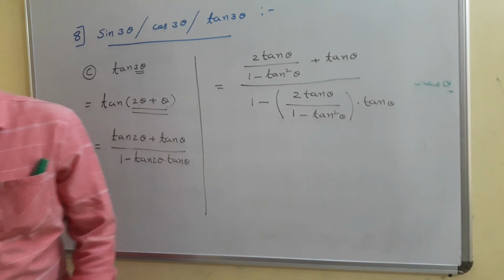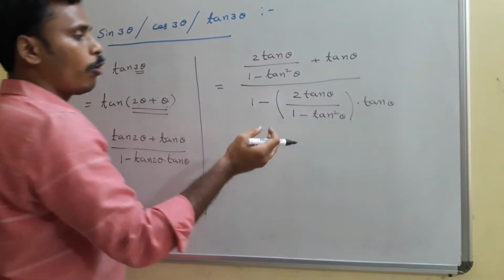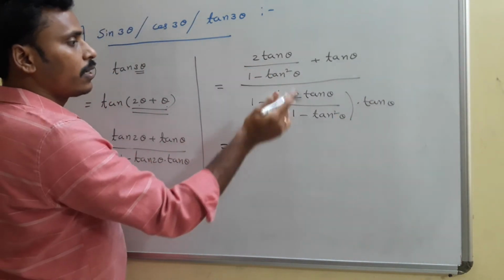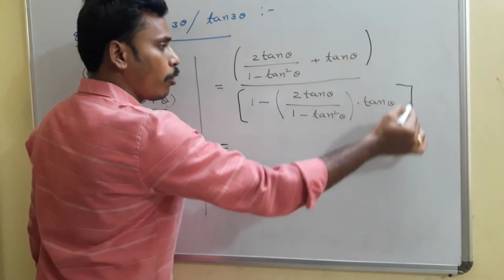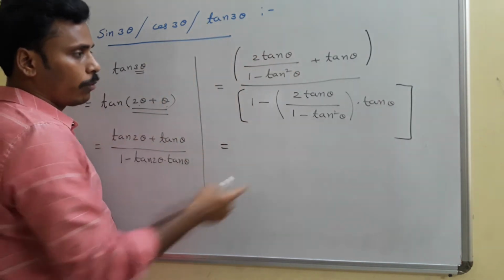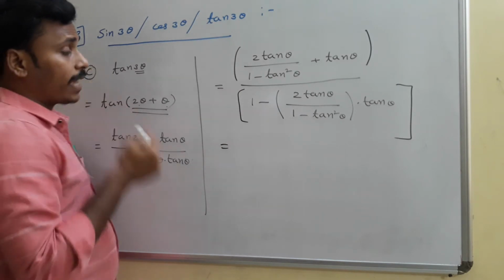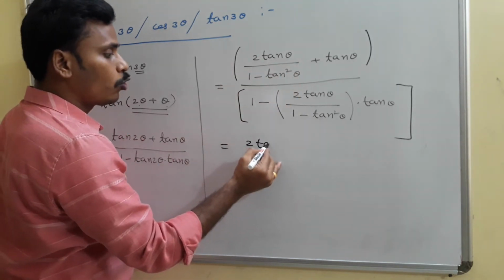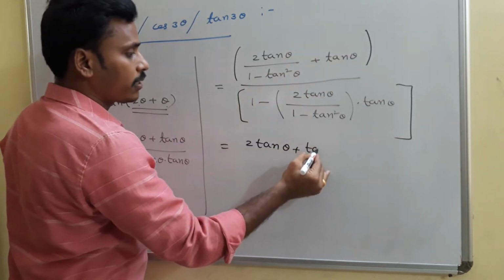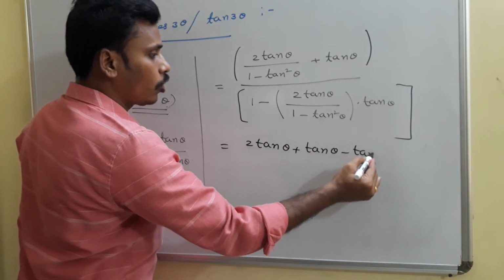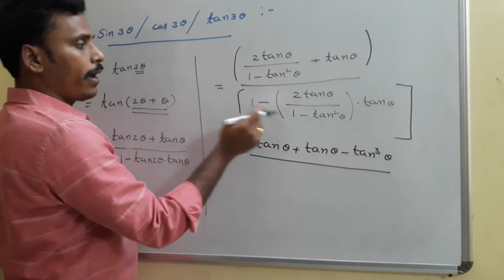How to simplify? Just have a look. You just take the LCM in the numerator as well as the denominator. You can easily get it simplified. See, the denominator is 1 minus tan square theta. This is the numerator and this part is the denominator. You just do simplification on that numerator, and in this denominator, for both, 1 minus tan square theta is a common thing. It gets cancelled out, and then you are left with 2 tan theta plus 1 minus tan square theta into tan theta, that is tan theta minus tan cube theta, divided by 1 minus tan square theta.